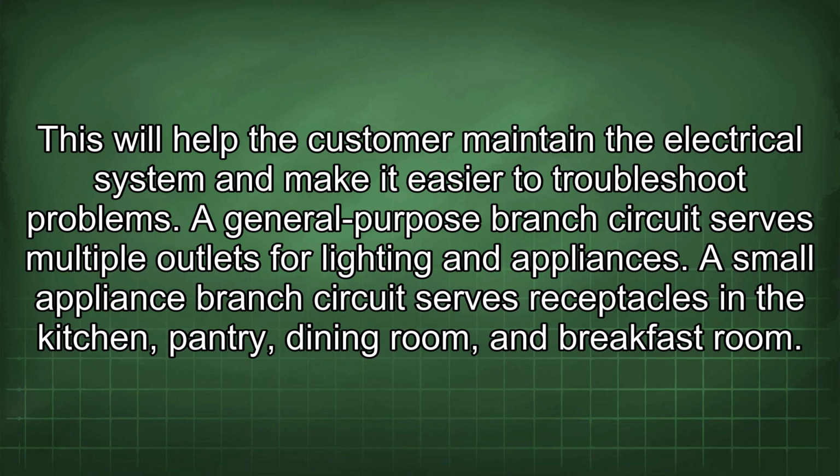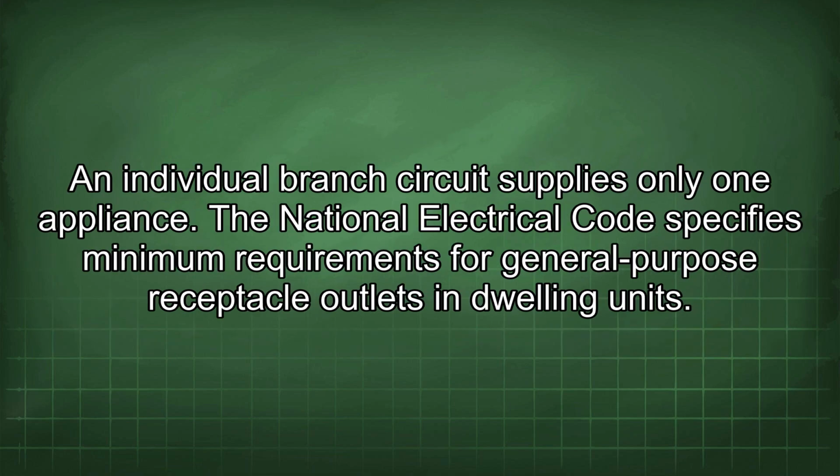A general-purpose branch circuit serves multiple outlets for lighting and appliances. A small appliance branch circuit serves receptacles in the kitchen, pantry, dining room, and breakfast room. An individual branch circuit supplies only one appliance. The National Electrical Code specifies minimum requirements for general-purpose receptacle outlets in dwelling units.